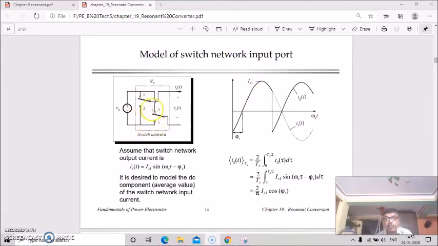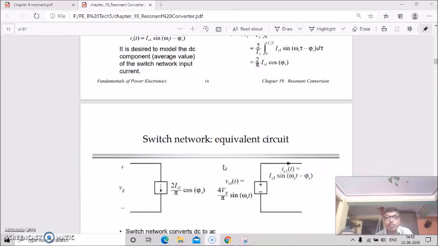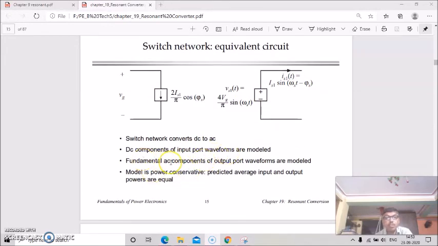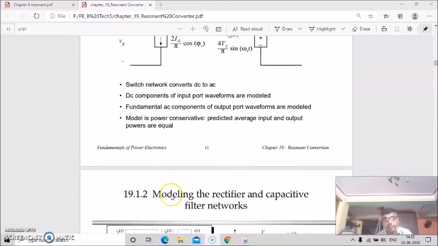Assume the switch network input current is this. It is desired to model the DC component, the average value of the switch network input current, just like this, and this is the waveform analysis. So this is the switch network equivalent circuit. The switch network converts DC to AC. DC components of the input port waveforms are modeled. Fundamental AC components of the output port waveforms are modeled. The model is power conservative, so the predicted average input and output powers are equal.